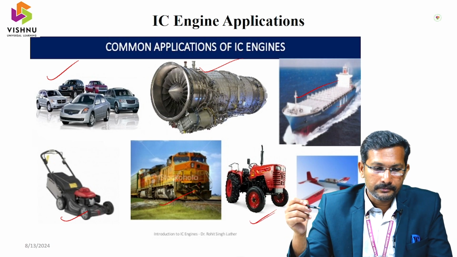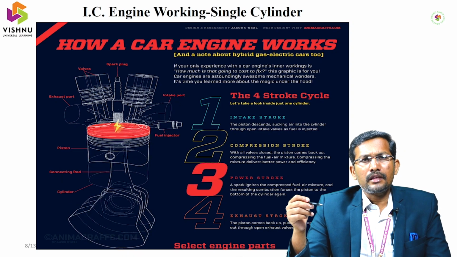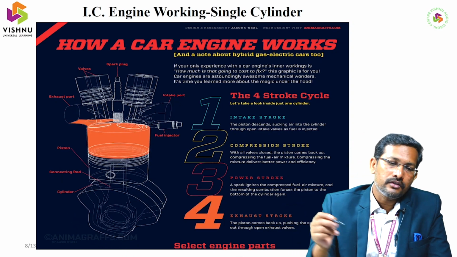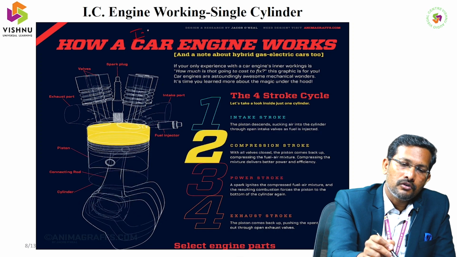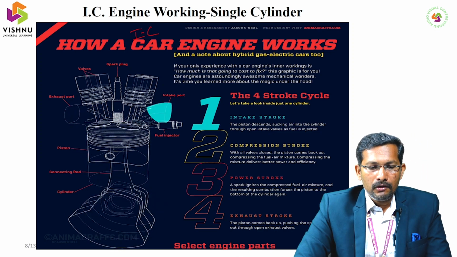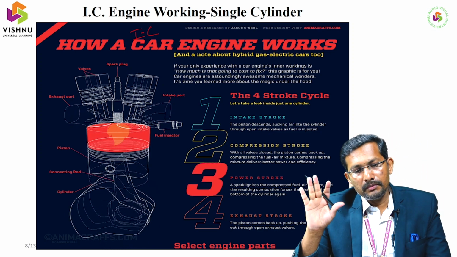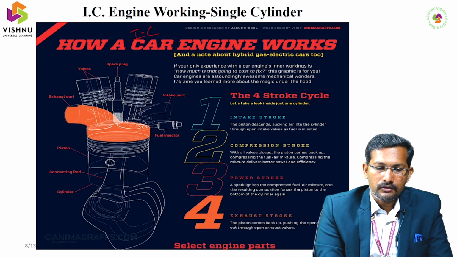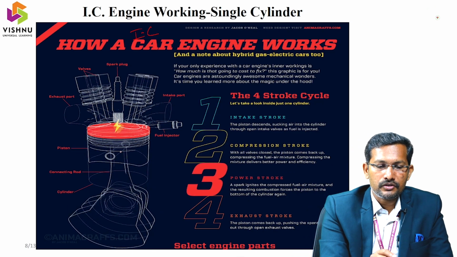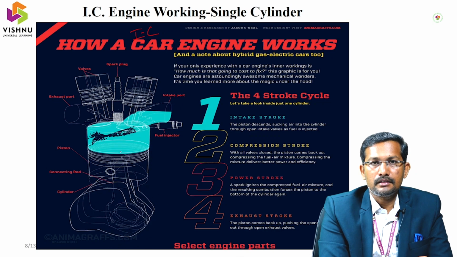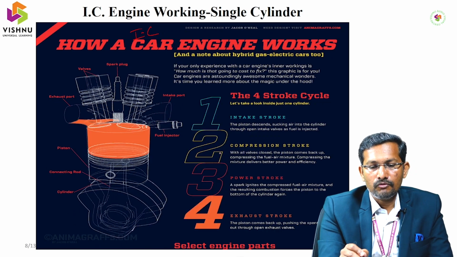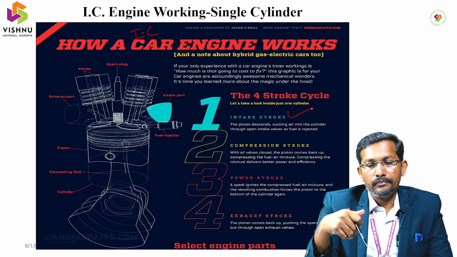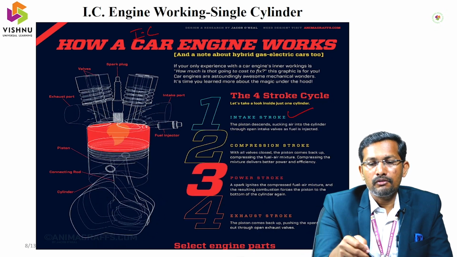Normally, this is the animation of how a car engine works. Car engine means very simple. How does an IC engine work? Here we have a total of four strokes. This is a four-stroke engine. Now I will explain one by one. First, intake, compression, combustion, exhaust. You can see 1, 2, 3, 4 there. In the intake stroke, we are taking the fuel inside. If it is a CI engine, air will come inside.